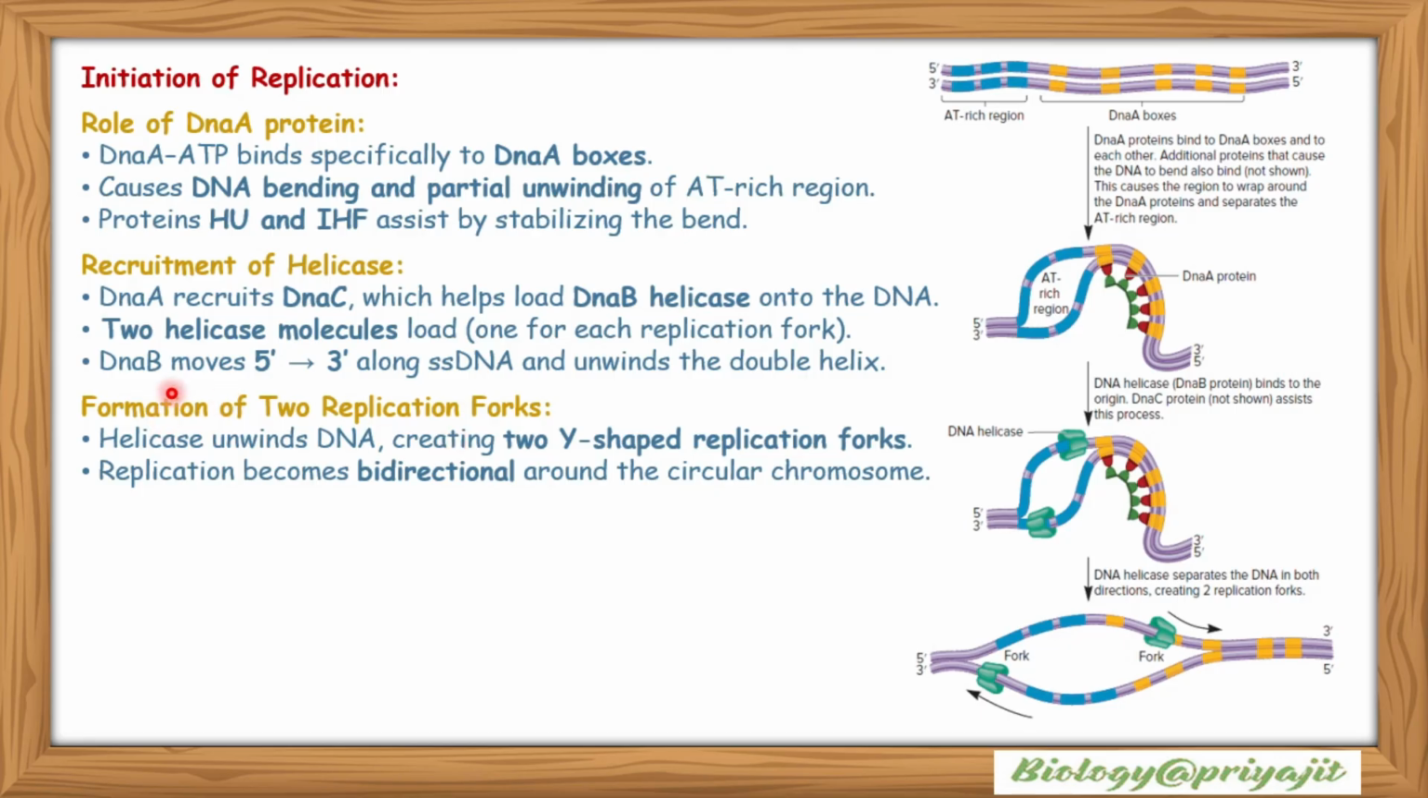DnaB, or DNA helicase, then moves in the 5 prime to 3 prime direction. This is 5 prime to 3 prime direction, and this is another 5 prime to 3 prime direction along the single-stranded DNA and unwinds the double helix. Formation of two replication forks. Helicase unwinds DNA, creating two Y-shaped replication forks. These are the Y-shaped replication forks, and replication becomes bidirectional around the circular chromosome.